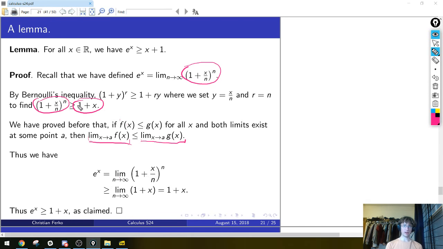It must be greater than or equal to this bound, the limit as n goes to infinity of 1 plus x. But now this limit's easy to evaluate because 1 and x don't know about n. They're constants with respect to n. So the limit of a constant is simply that constant, 1 plus x. And that completes the proof of this lemma that we'll need. So e to the x is always lower bounded by 1 plus x, greater than or equal to 1 plus x.